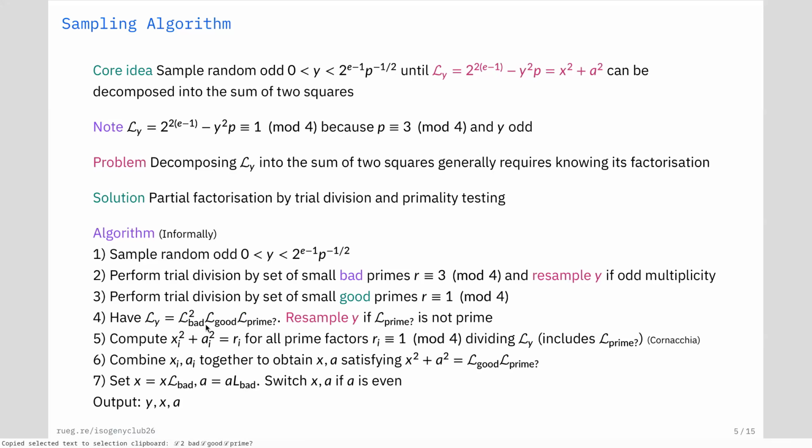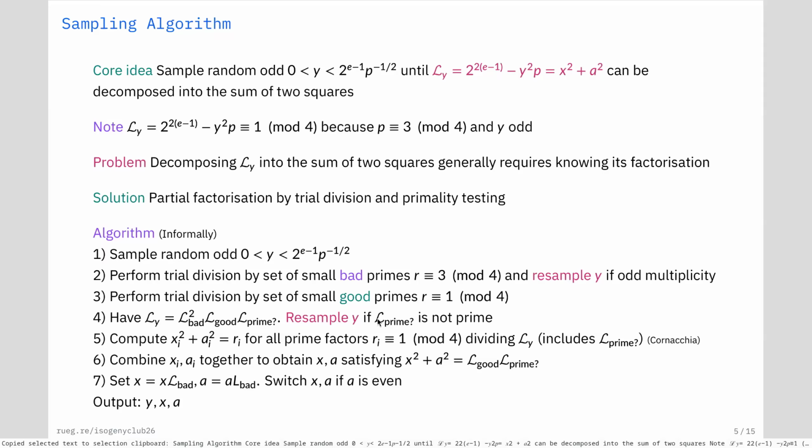It will be, because we didn't reject, we know that the product of the bad primes must be with even multiplicity. There will be some good primes potentially that divide Ly, and then there'll be one final number, which I've called L prime question mark, to kind of make up for the rest of the factorization. And then we do a primality test, and if L prime question mark is not prime, then we just resample and go back to step one.